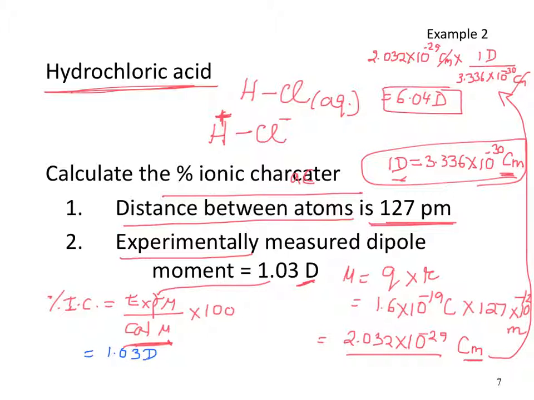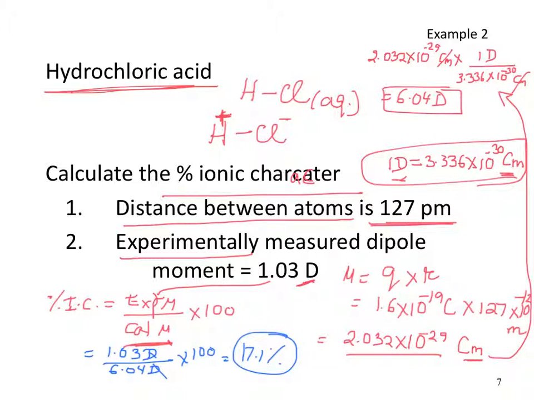1.03 dBi divided by 6.04 dBi times 100. dBi and dBi will get cancelled off. So I'm dividing on my calculator. I have punched in 1.03 divided by 6.04. And that gives me, times 100, 17.1% as your percentage ionic character.